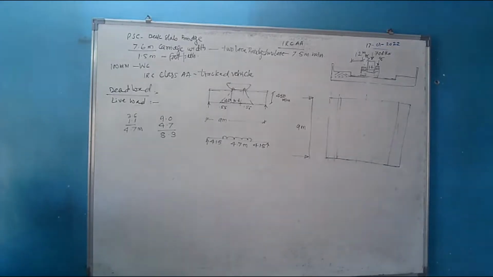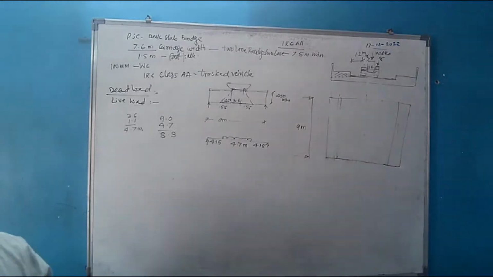5, that if you want an IRC class A tracked vehicle to pass for 2 lanes, minimum 7.5 meter is the carriageway width to be provided. So in the question the carriageway width is given as 7.6. It means that this is a 2-lane bridge. See the note on page number 87. The minimum clearance between the road face of the curb and the outer edge of the wheel or track, C, shall be 1.2 meters. So the minimum clearance must be equal to 1.2 meter.